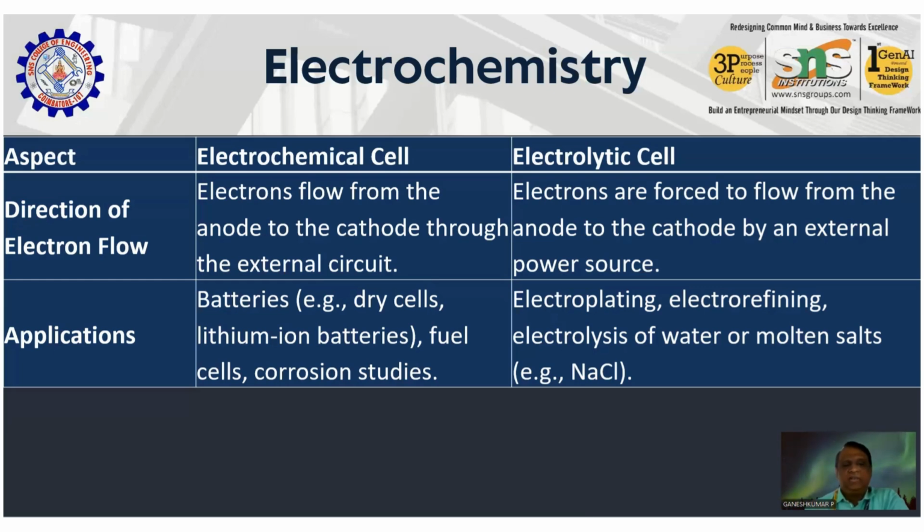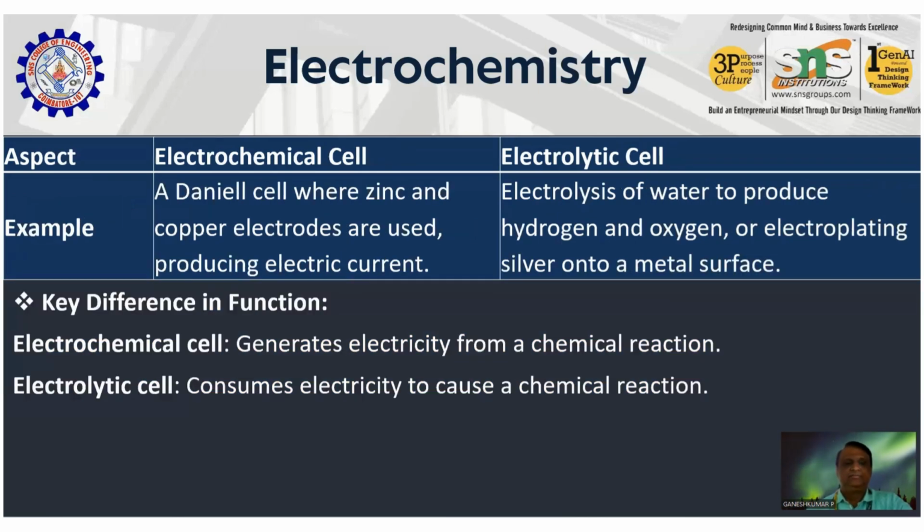What are the applications of an electrochemical cell? Electrochemical cells are nothing but batteries, which we use in our daily life, like lithium battery, dry cells, fuel cells, corrosion studies, in which a chemical reaction brings electrical current. But electrolytic cell applications are electroplating, electrorefining, and electrolysis of water, which are examples of electrolytic cells.